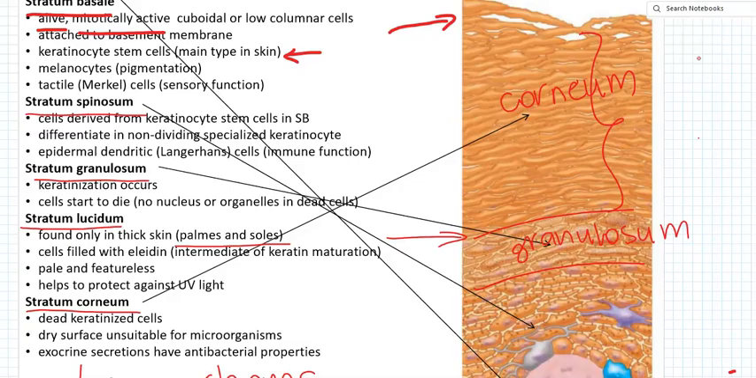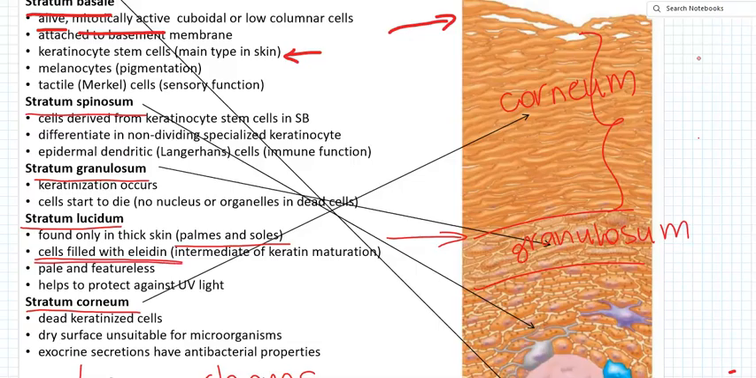So you can expect questions about the content of a layer. General characteristics, like I ask you, this layer contains entirely dead cells filled with keratin. That's stratum corneum. Okay, make sense? So the difference between stratum lucidum and stratum corneum is here, a different protein that fills the cells.